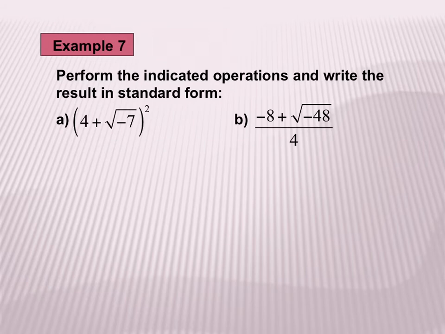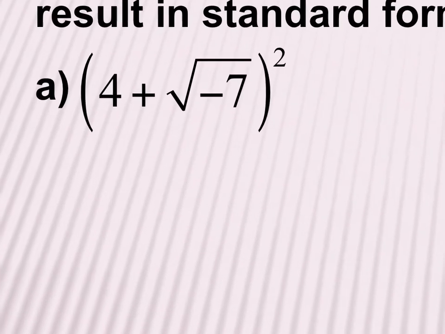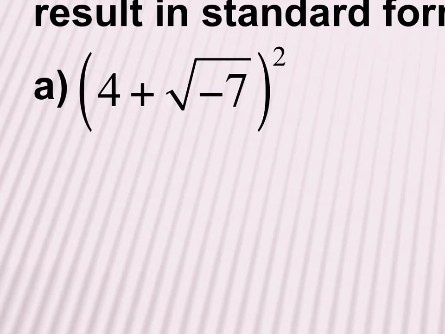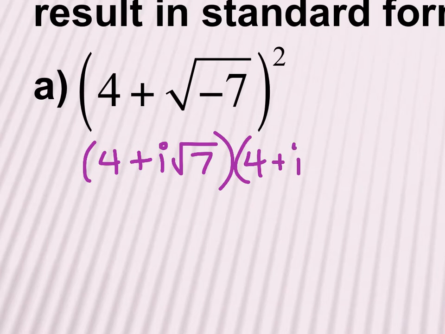Okay, example 7 just takes it kind of a step further. It says perform the indicated operations, write the result in standard form. So again, same set of instructions. So A combines your multiplying and the i, or the negative root. So the first thing we have to do is take out that i, this would be root 7, square it, which means it's 2 of these multiplied together. And then you can FOIL it out.